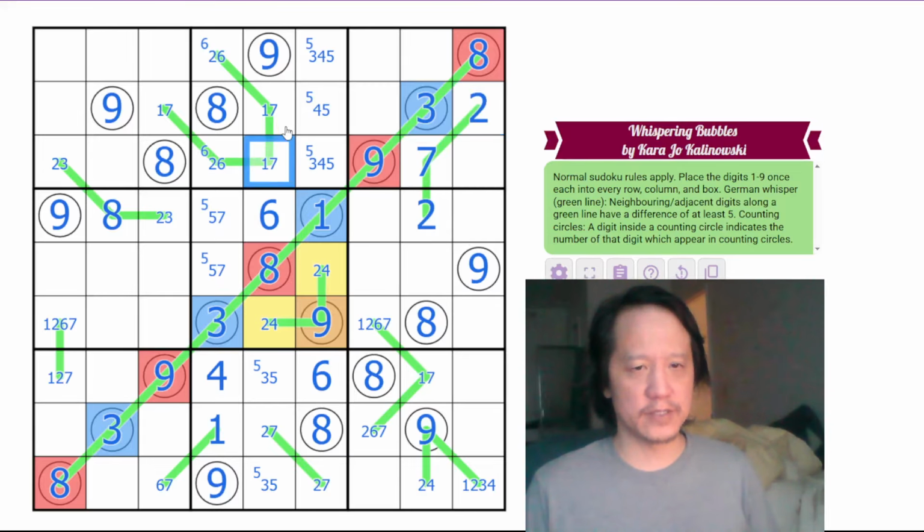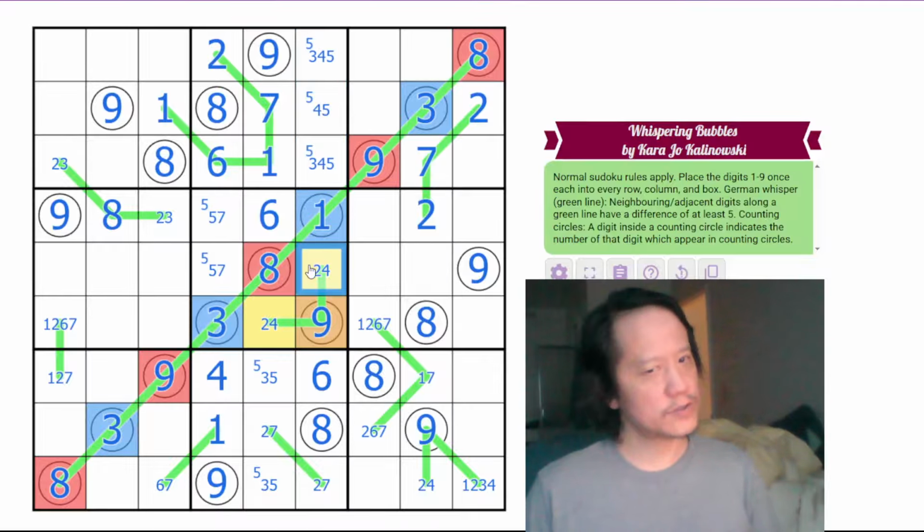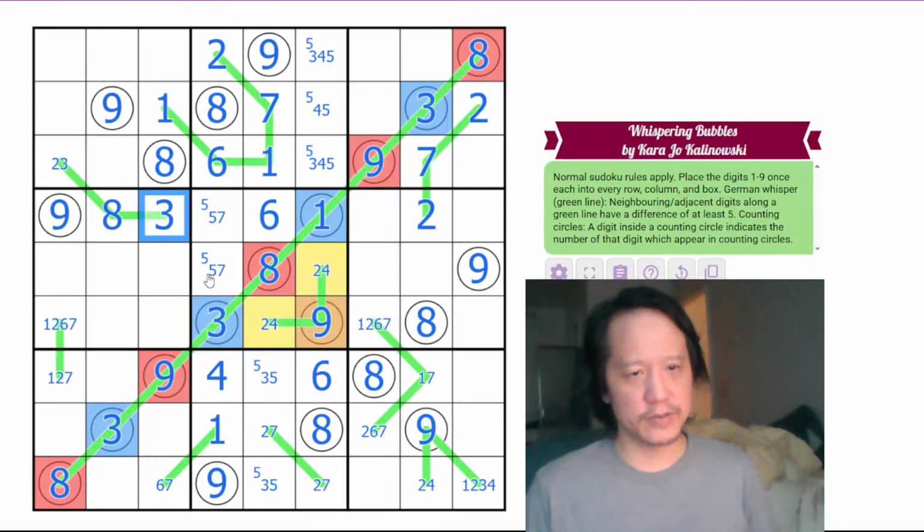This 7 eliminates 7 here, so it's 1 and 7. This 1's next to a 6. This 7's next to a 2. 6 is next to a 1. So far, it's looking all fine. 2 eliminates 2 here, so it's 3. That leaves 4, 5, and 7 in the rest of row 4.